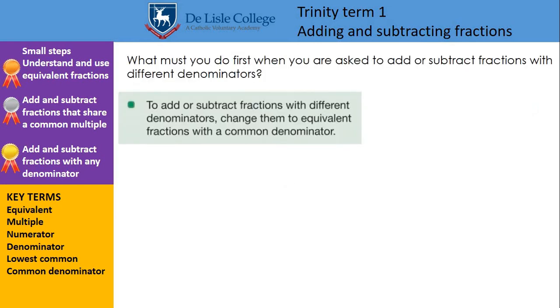Okay, so let's put this blue box down. To add or subtract fractions with different denominators, change them to equivalent fractions with a common denominator. That's the key part that we need to know from today. If they do not have the same denominator, we need to make them the same by getting equivalent fractions.